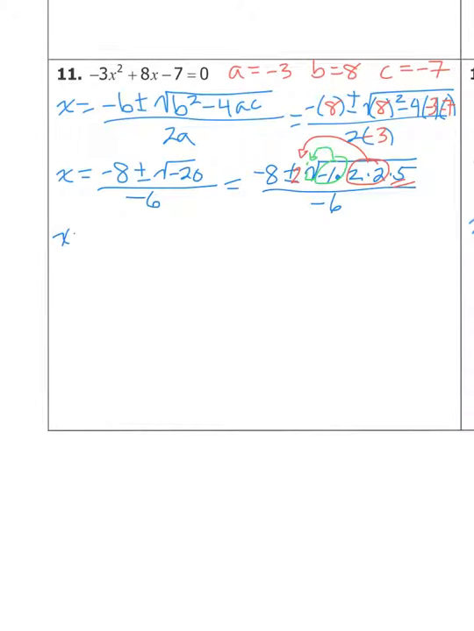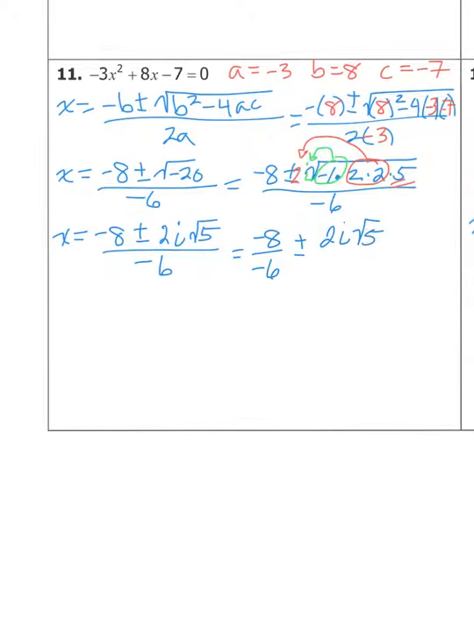So right now we have -8 plus or minus 2i square root of 5. All of that is over -6. Please make sure you put your I in front of the radical, not behind. So then I'm going to split this into two fractions, both over -6. So I get -8 over -6 plus or minus 2i radical 5 over -6.